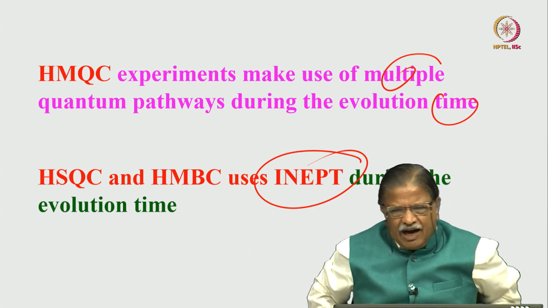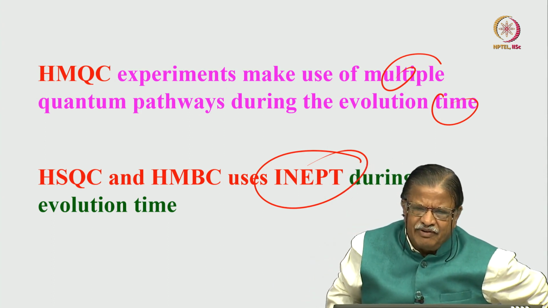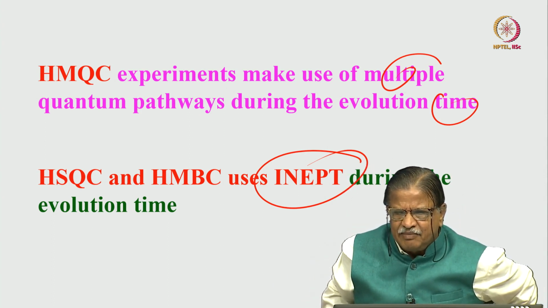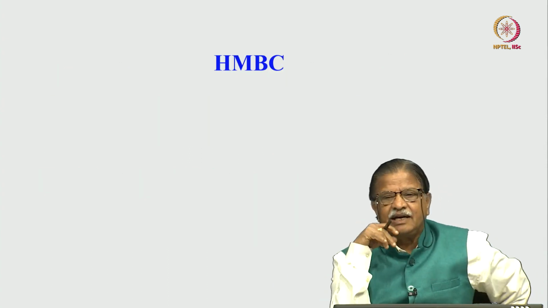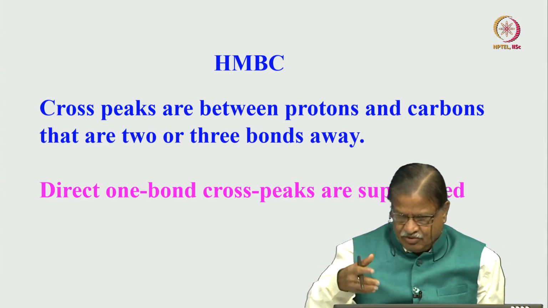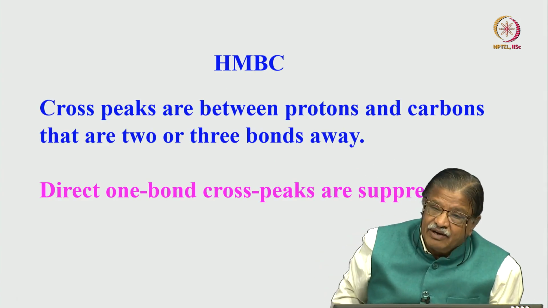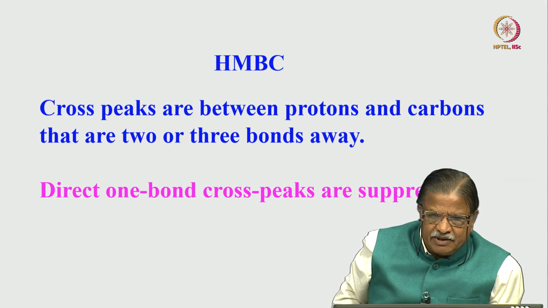So normally, HMQC very few people use, very rarely. HSQC and HMBC are commonly employed experiments. So we will start discussing HSQC, HMBC over in this class for some time. Try to take lot of examples. So HMBC gives cross peaks between protons and carbon that are 2 or 3 bonds away.